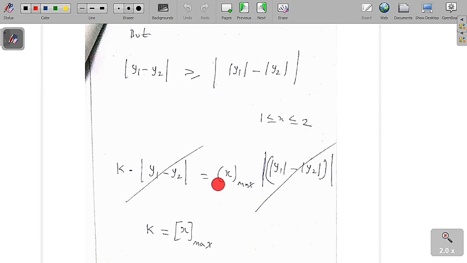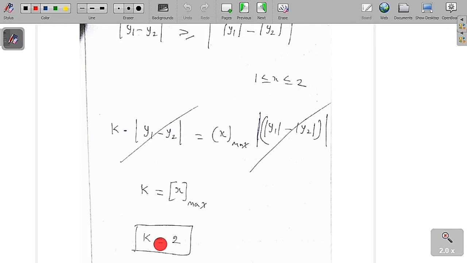If you want to make it equal, definitely whatever multiple you are multiplying, it should be a maximum value. Then only they are going to be equal. So this value is also equal. Therefore k is equal to x max. The maximum value of x is 2. So k is equal to 2 is the correct solution of this question. So you can see clearly k is equal to 2 is the correct solution of this question.